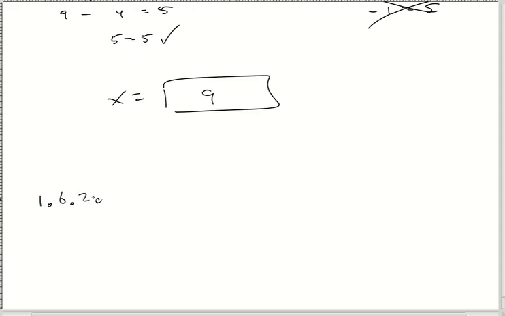1, 6, 23. I've got the square root of x plus 5 minus the square root of x minus 2 is equal to 1.